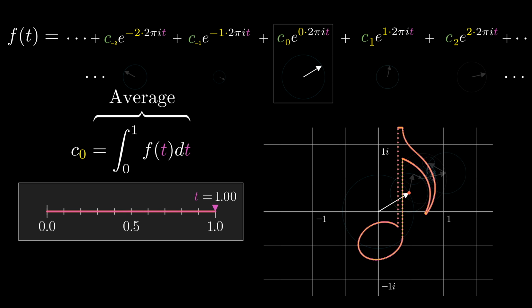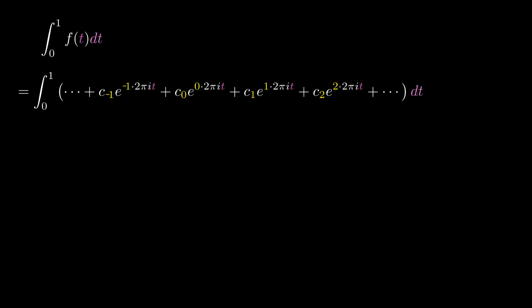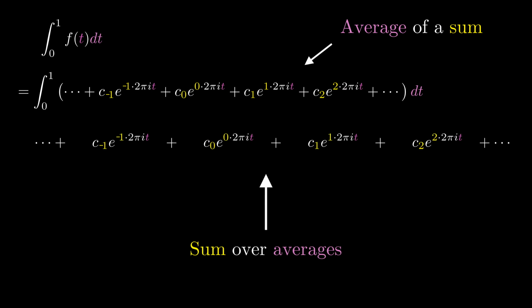Normally, since I'm framing this all in terms of averages, you would divide the integral by the length of the input range. But that length is 1, so in this case, taking an integral and taking an average are the same thing. There's a very nice way to think about why this integral would pull out c0. Remember, we want to think of this function as a sum of rotating vectors, so consider this integral, this continuous average, as being applied to that whole sum. The average of a sum like this is the same as the sum over the averages of each part.